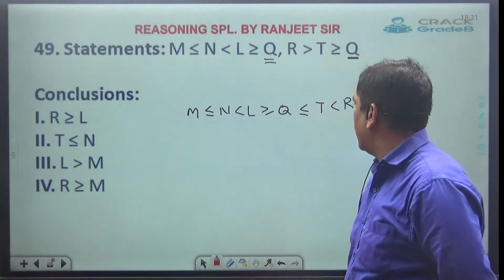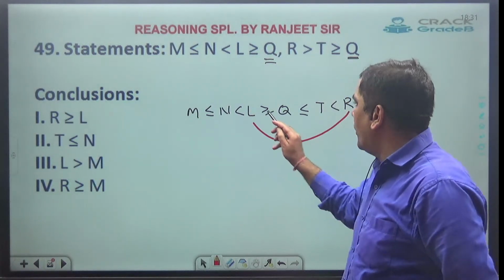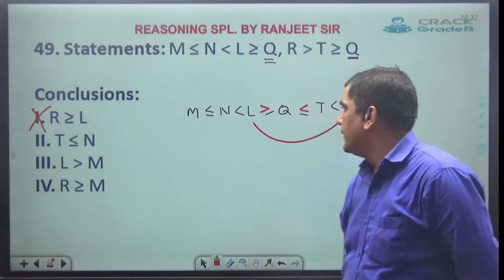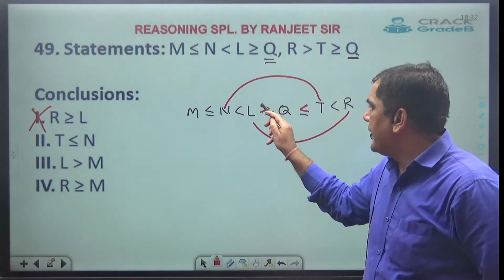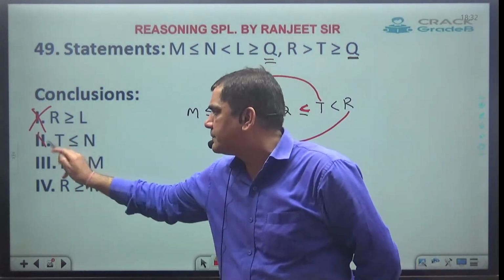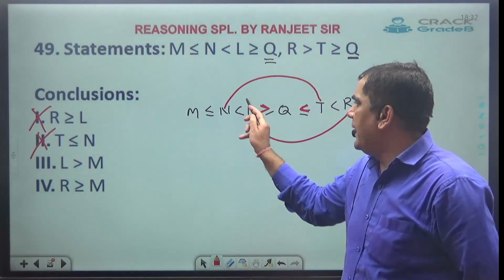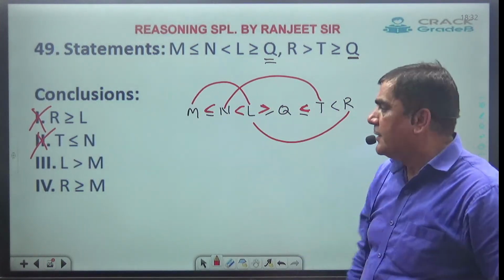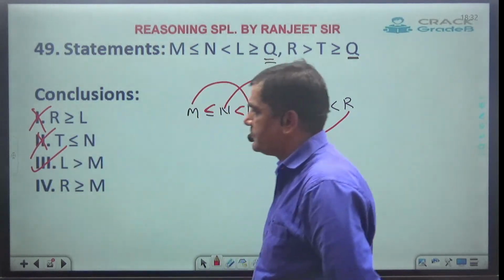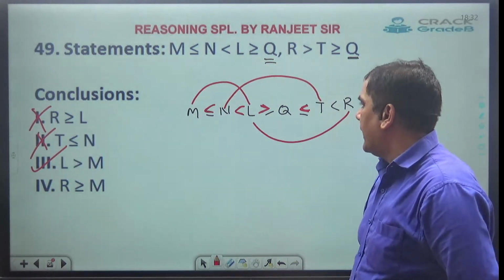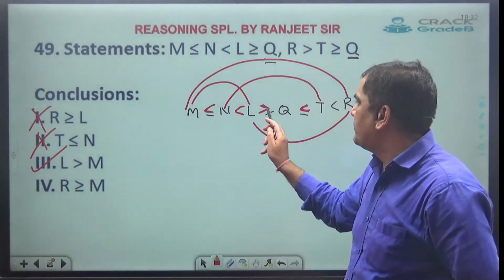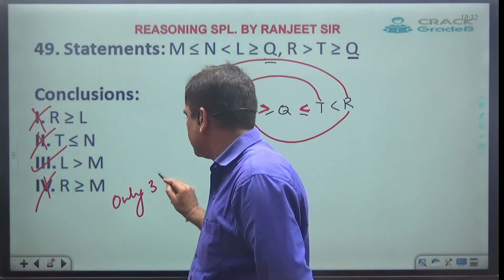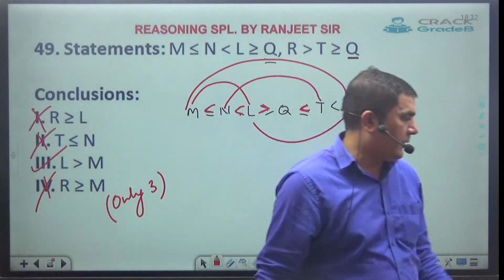First one, R and L. Both the faces have come. No relation is possible. First is wrong. Second, T and N. Again, between T and N, both the faces have come. No relation is possible. Third one, L and M. Face is towards L and equal to is not there, so face should be towards L and equal to should not be there. Fourth one, R and M. Very obvious, both the faces have come. No relation is possible. Wrong. So answer is only third. Clear? Only third is correct.